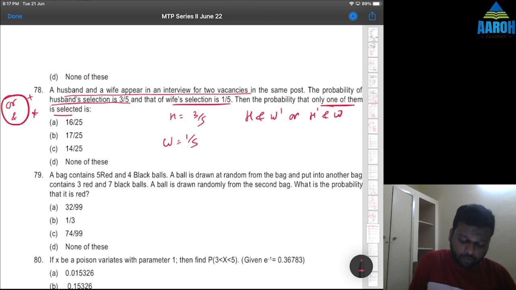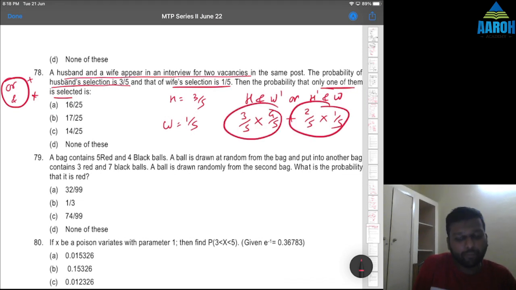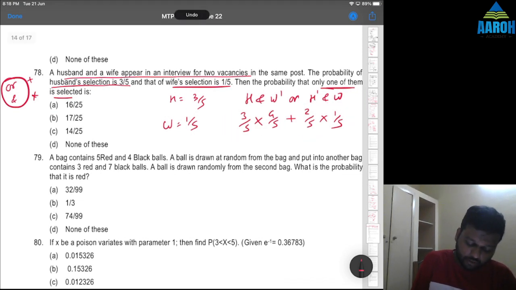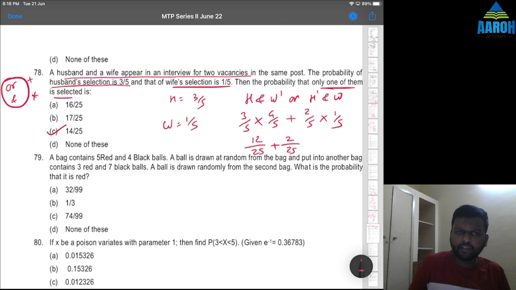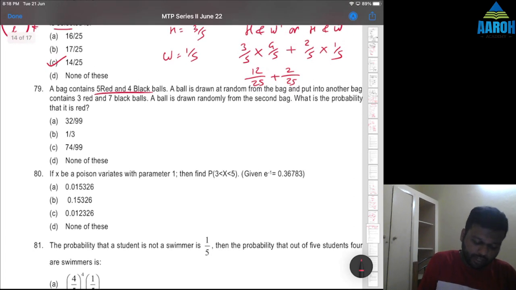So what is husband probability? 3 by 5, and is into, wife dash is 4 by 5, or is plus, H dash is 2 by 5, and is into, wife is 1 by 5. Again, if you have a calculator, just do this: M plus, MRC. I don't have a calculator, so that is going to be 12 by 25 plus 2 by 25, 14 by 25, option C should be the answer. 78. Next, 79. A bag contains 5 red and 4 black balls. Always draw.